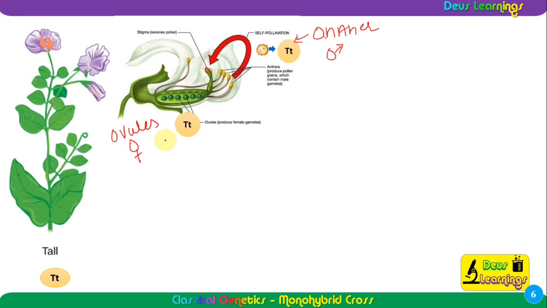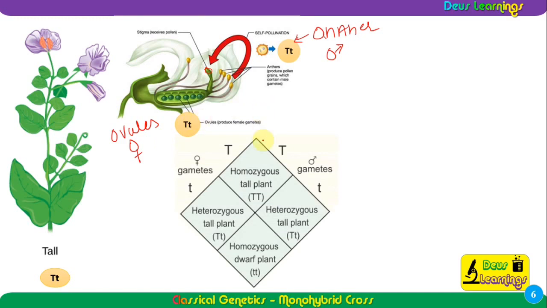Then let's try to cross them, right? And this type of square-shaped structure is what we call a Punnett square. This was first designed by Punnett, so we call it the Punnett square.